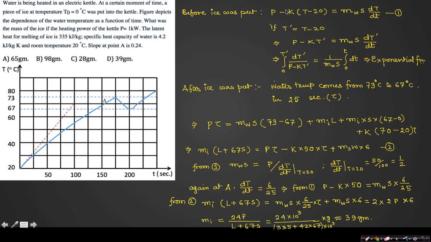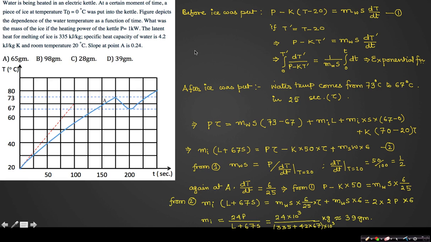This is the heat radiation to the outside, and P is the heat coming to the water, and together these two powers will raise the temperature of water with the formula M into S into dT by dt. So I think this equation is clear to you.